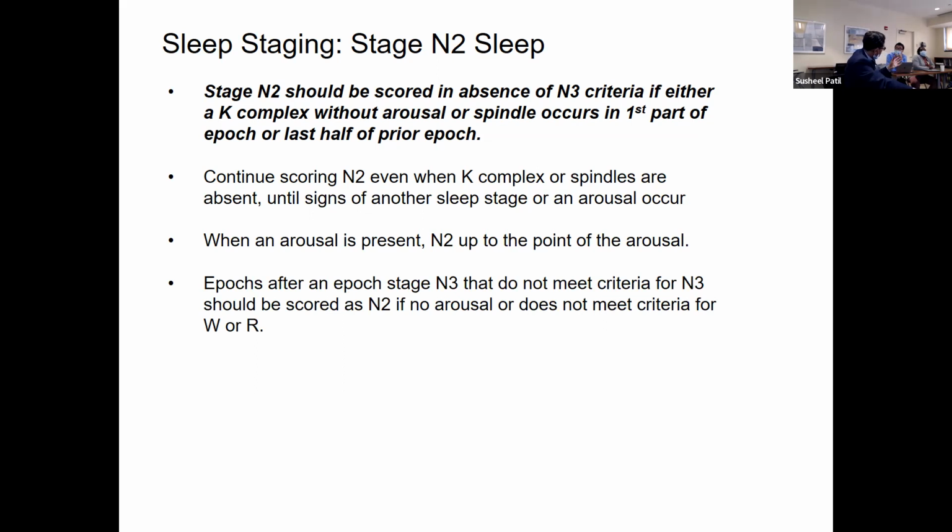So it gets confusing, right? That 20% threshold, you could have slow wave and still be N2. But that's what you have to keep an eye out for.